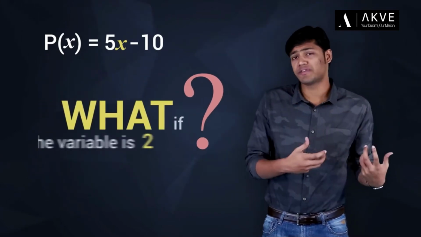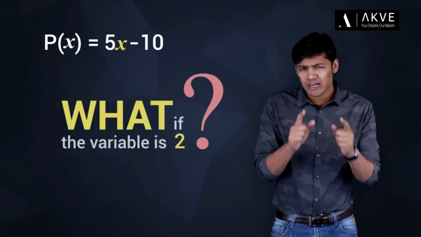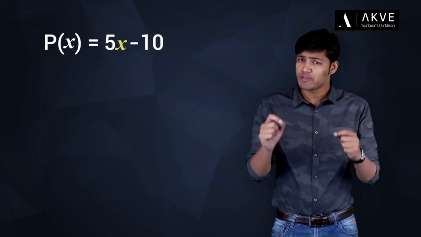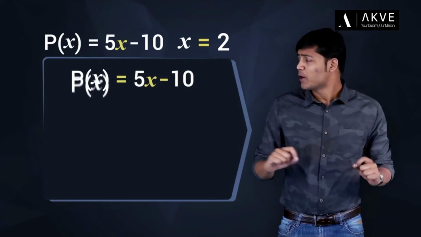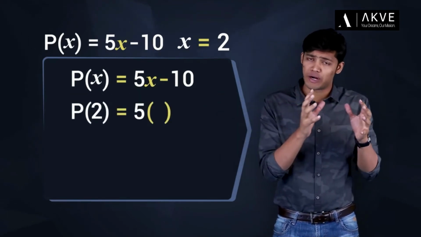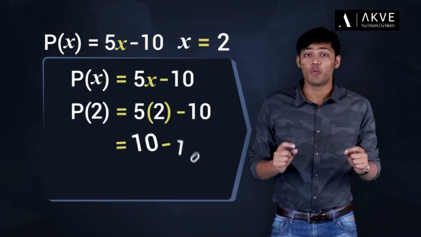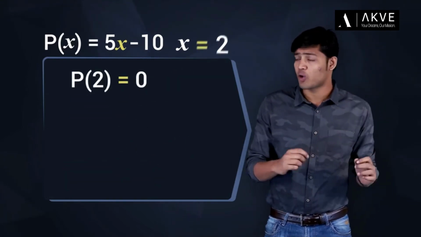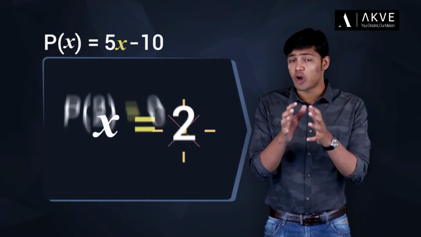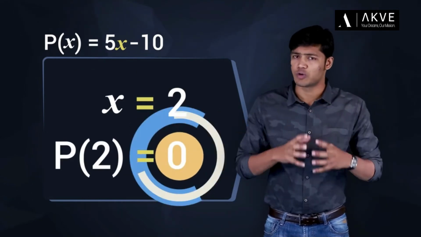Now, what if the variable is equal to 2? An interesting thing happens. When we substitute x equals 2 in the polynomial, we get p of 2 equals 5 multiplied by 2 minus 10, which is nothing but 0. So, for the input value of x being 2, the polynomial value is equal to 0.